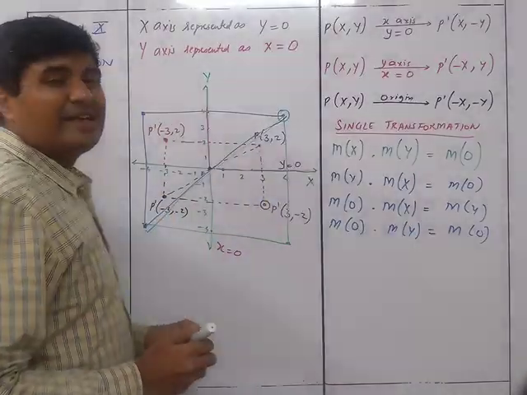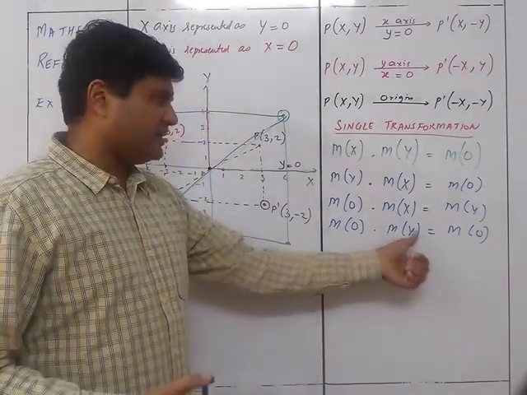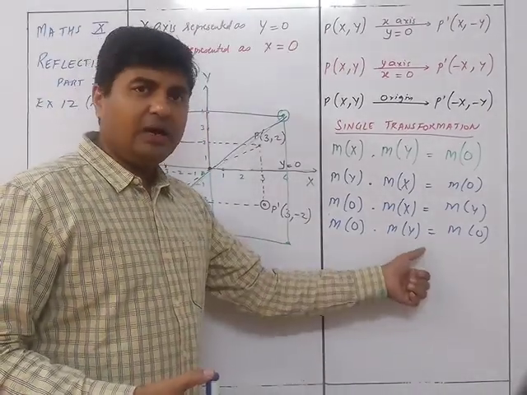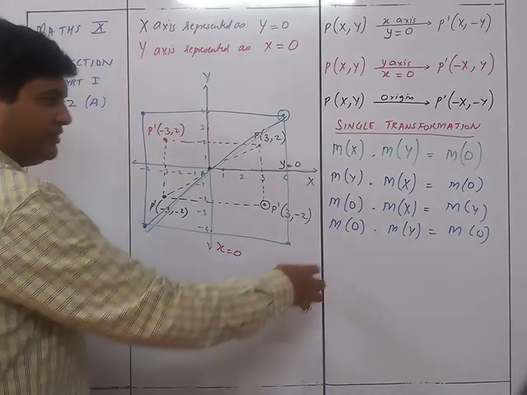These are called single transformations. You can interchange this. There is not a problem. Whether I took y first and then o, or o first and then y, it doesn't matter. Like for example, you can see this one.